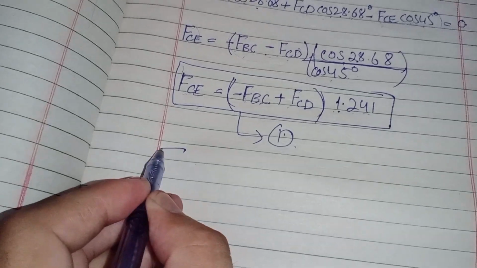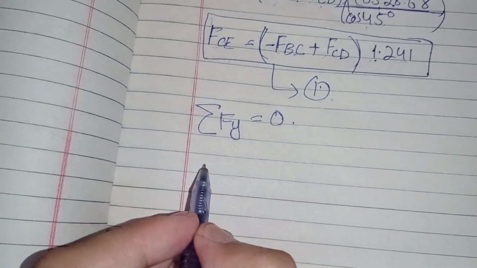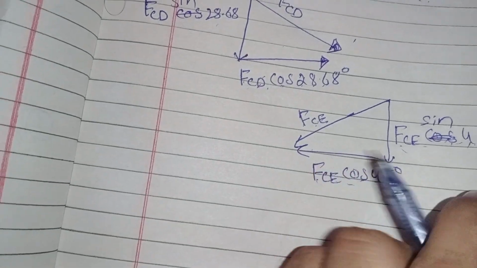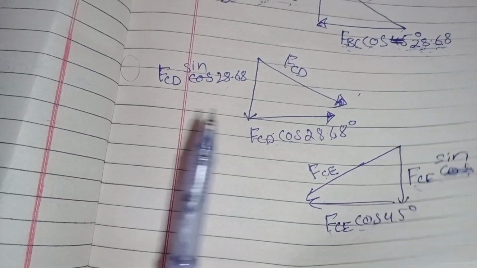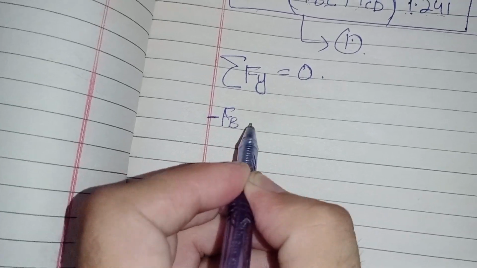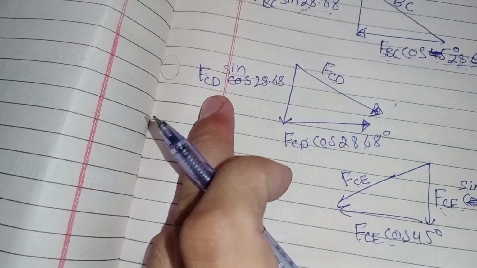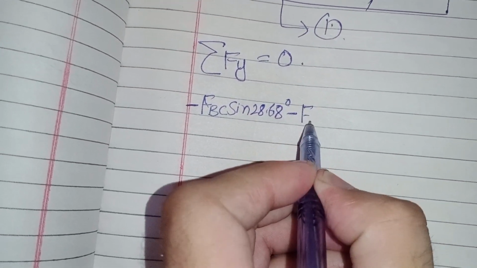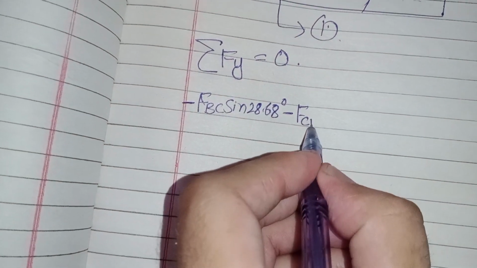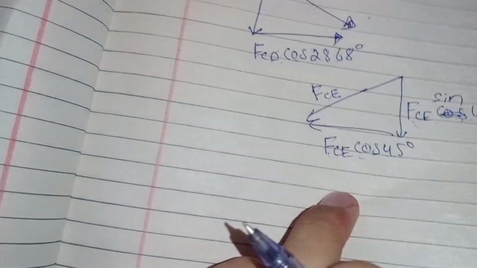Now I will take the equilibrium equation: summation of all forces in y direction equal to 0. So FBC sin 28.68, negative FBC sin 28.68, also FCD sin 28.68, negative FCB sin 28.68, and also this force FCE sin 45.